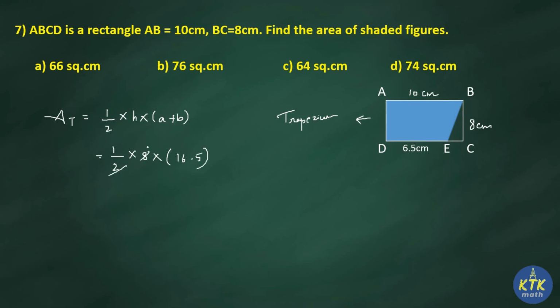4 times. So 16.5 into 4. So 64 plus 2, 66 centimeter square. So directly you can multiply. Answer for 7th question is option A, 66 centimeter square.